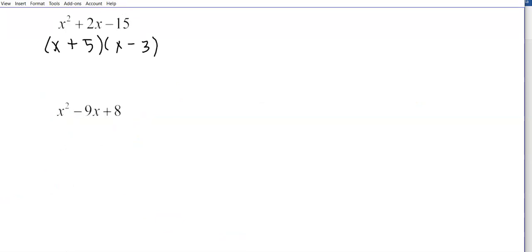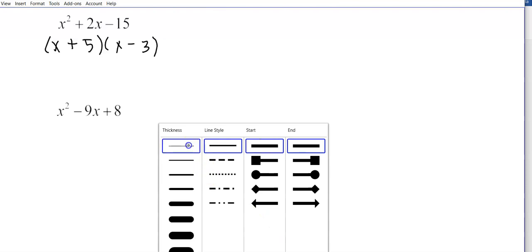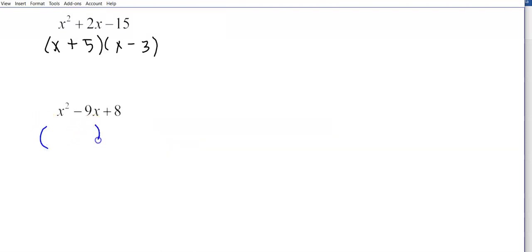And last one of this type. So start factoring x and x. This is positive, but the middle term's negative, which means they're both the same sign. Since the middle term is negative, this must be negative. 4 and 2 doesn't add up to 9, but 8 and 1 would add up to 9. If you double check it, 8x minus 1x is negative 9x. Negative 8 times negative 1 is positive 8. That one works.